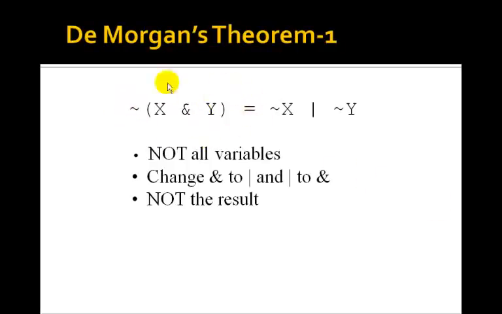If you start with this side, that is a NAND gate, not (x and y), what you do is you first not all the variables. This x becomes not x, this y becomes not y. You then change ands to ors and ors to ands, so this and becomes an or. And then you not the result. We had a not here, so you would put another not. Well, not not is just nothing, it goes away. And so you end up with not x or not y, which is what we had from the previous slide, and this is an example of DeMorgan's theorem.